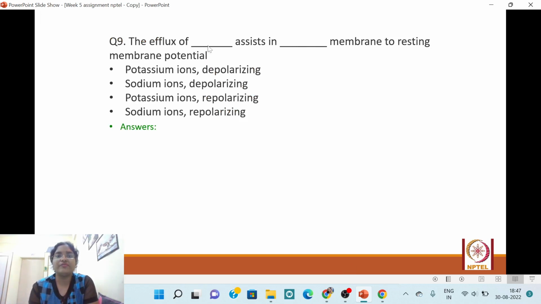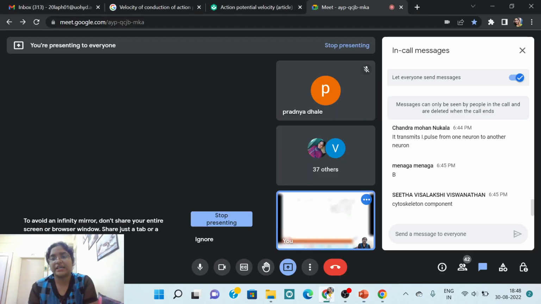The efflux of dash assists in dash membrane to resting membrane potential. Your options are potassium ions depolarizing, sodium ions depolarizing, potassium ions repolarizing, or sodium ions repolarizing. Your time starts now.